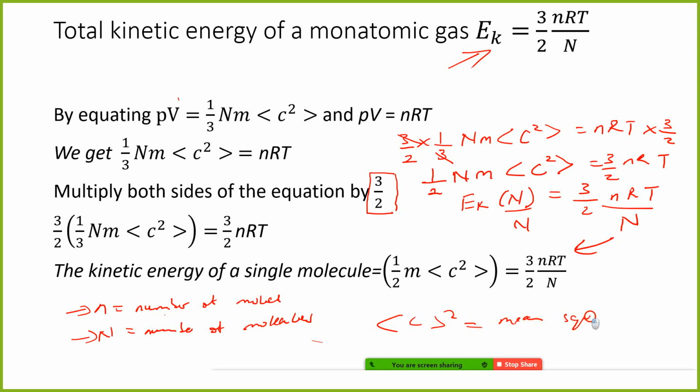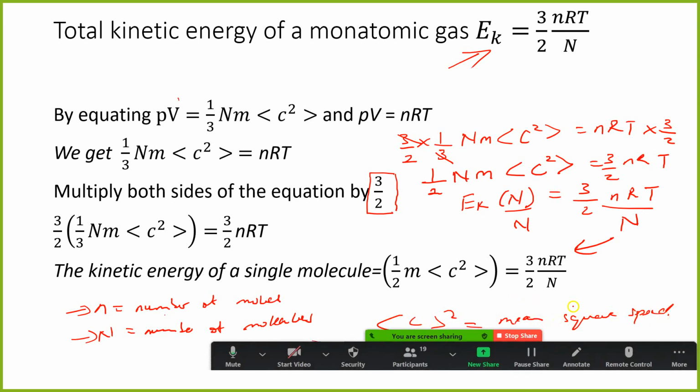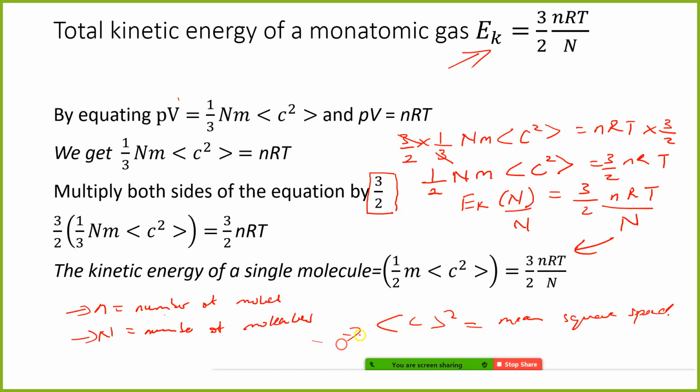Mean square speed, right? I don't know how much of this they ask, these easy questions, but they can ask you these things, guys. If you check the past papers, you'll see the general structure of the questions, and you'll see these things coming out. All right, I think I can move on now.